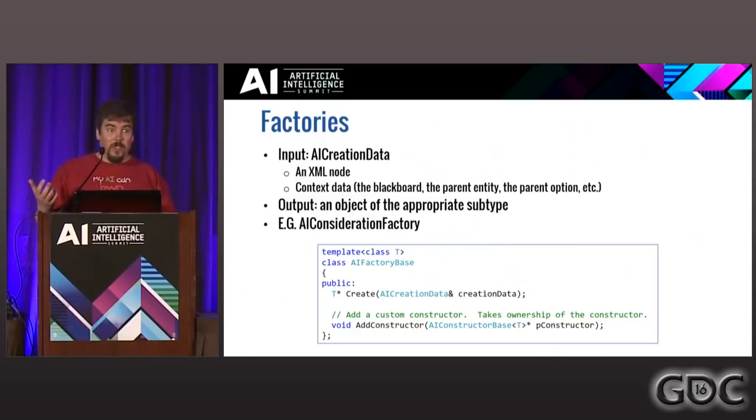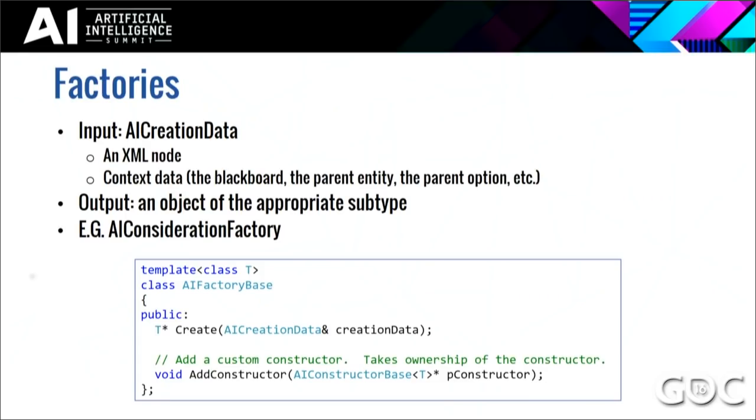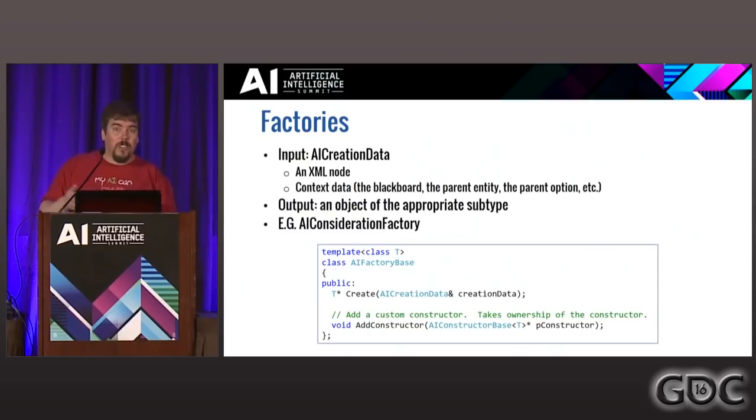You have to have factories, which handle reading the XML and then creating all of the objects inside of it. So you'll have a consideration factory, for instance, which pulls the type value off of each consideration and then creates an object of the appropriate type. What you pass to the factory is not only the XML node, but also some contextual data: where the blackboard is, what entity you belong to, and, if you're underneath an option, what option you belong to, because the execution history consideration, for instance, needs to know which option it belongs to.